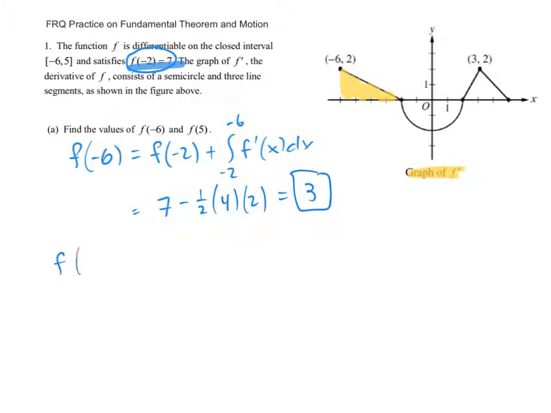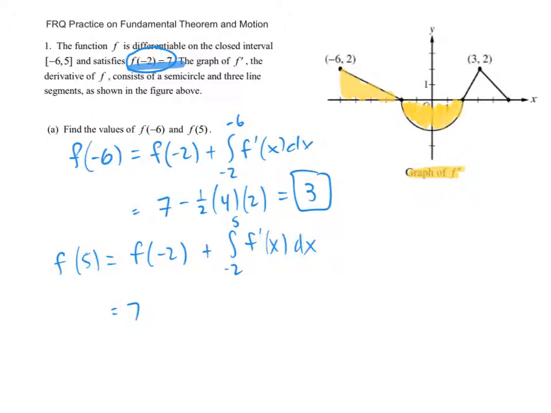For f of 5, this is going to be the exact same thing. I have to start with the given initial condition, f of -2, and then I'm going to add the integral from that given x value until the x value that I'm wanting to find of f prime of x dx. And so this is going to end up being 7. The first area is going to be from -2 to 2, so that's going to be this little half circle here that's below the axis. So let me use my highlighter. That works a little bit better than the pen does.